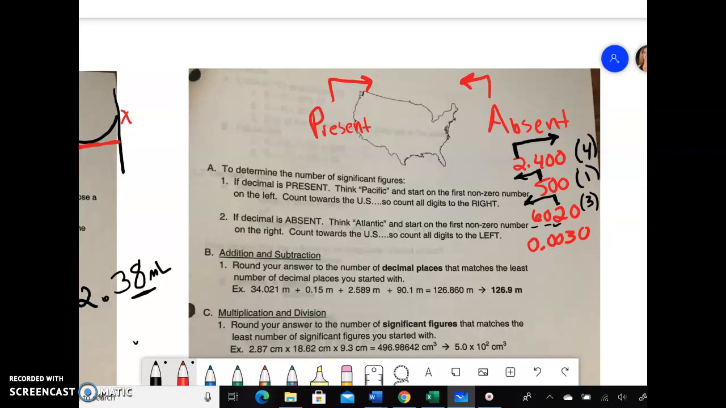All right, and one more. So this last one, it is present. I can see the decimal. When you see present, you're going to think of the Pacific Ocean and start with the first non-zero number on the left. The only non-zero number here is 3. And then you're going to count towards the United States, which is to the right. So we're going to count this way. So that last 0 is significant, but the other ones are not.